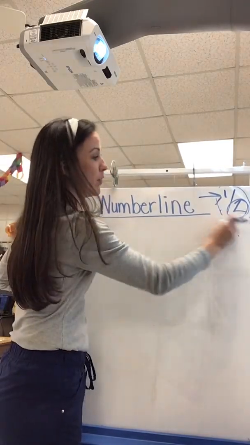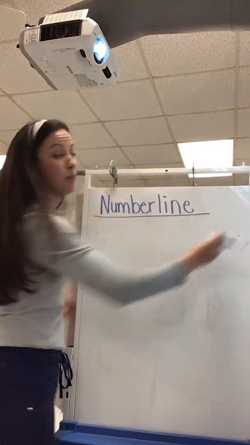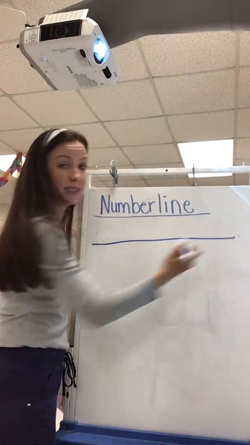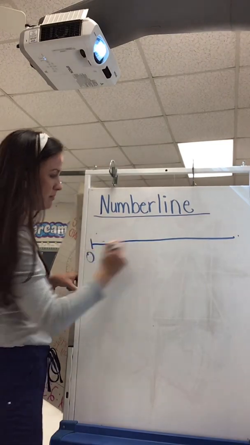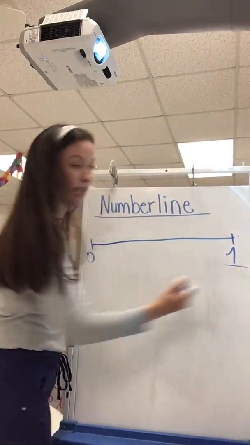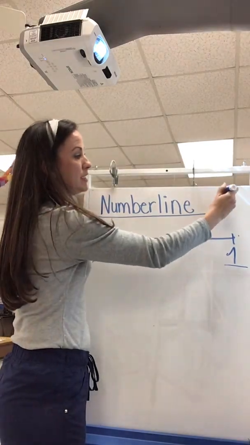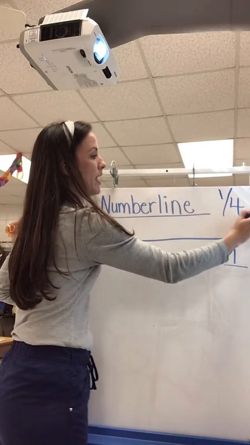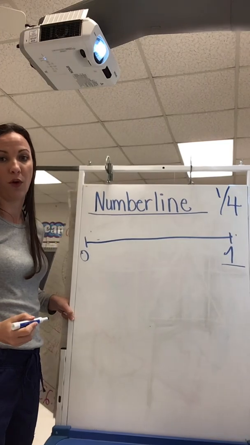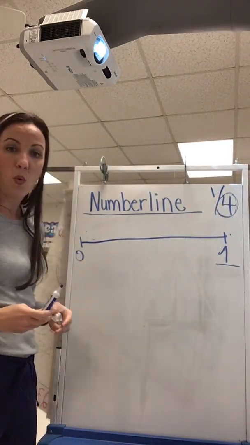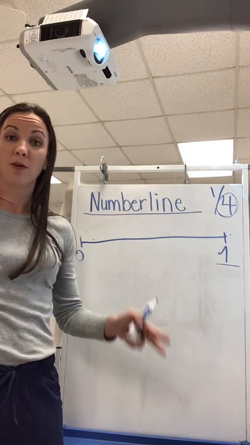Let's look at another one, really making sure that we understand how to partition fractions on a number line. Remember, our fractions start at 0 and end at 1. So starting at 0, ending at 1. All right, let's look at the fraction 1/4, okay? Remember, let's look at the bottom. I need 4 pieces.